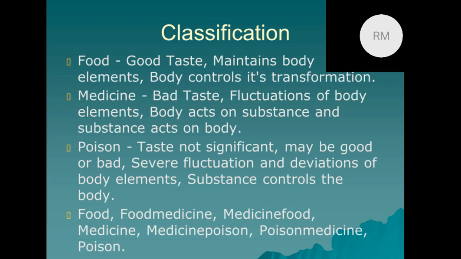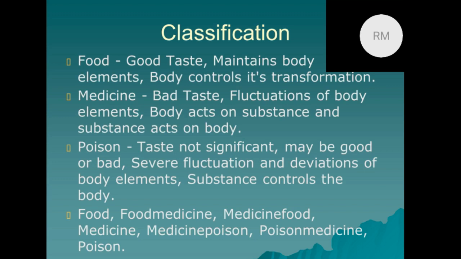Now poison is something where the taste is not significant. Some poisons may be palatable, some may not be palatable. But they cause severe fluctuations and deviations of the body elements to the point of toxicity or death, and the substance controls the body. So in Ayurveda, different types of foods have been prescribed. We will come to a more detailed discussion very shortly.